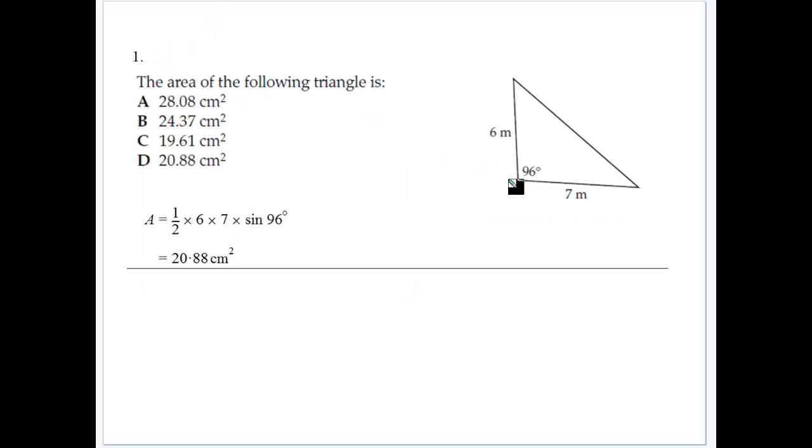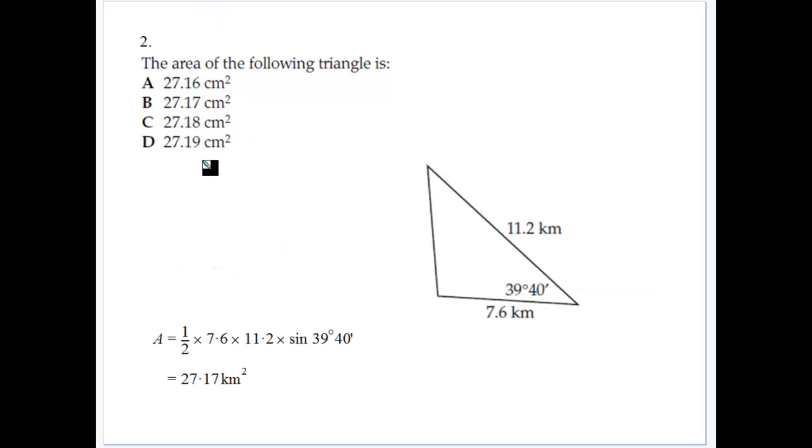So if we have a look here, we've pretty much laid out the two sides and the angle between them, so there's not much to get around in this case. So we've got half times 6 times 7 times sine of 96, all into the calculator, would give us 20.88. So there's our rule. Again, write down the application of the formula, then you're able to calculate it straight with the calculator there.